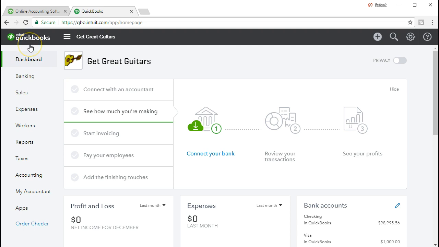Here we are in the QuickBooks Online dashboard. We will be continuing with the Get Great Guitars problem. We're going to be entering the short-term and long-term portion of a loan, talking this time about a loan that has both a short-term and long-term portion to it and has monthly payments that we will need to break out. In order to do that, we're going to first go to the reports.